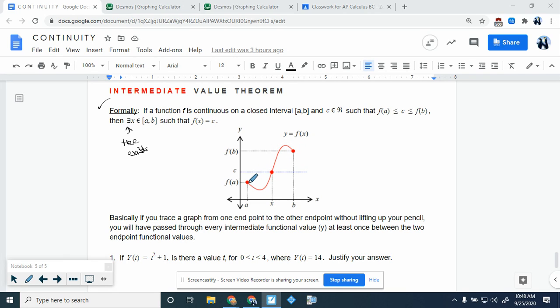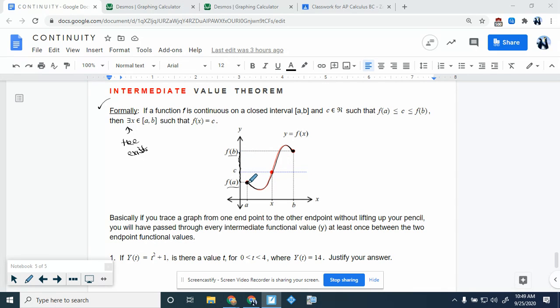It basically says, if you trace a function and it's continuous, so you can trace it without lifting up your pen, and you look at what the y value is at one endpoint, say f of a, and then you look at what the y value is at the other endpoint, f of b, then you're guaranteed that every single value between f of a and f of b must have occurred at least once on this graph.